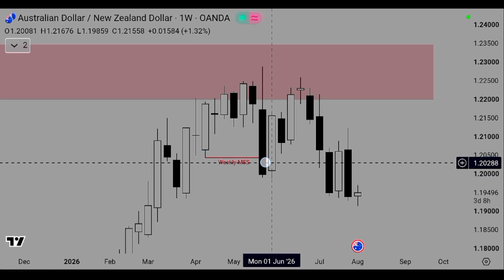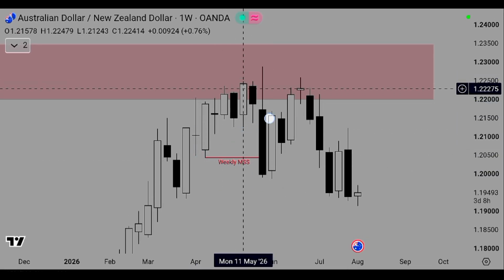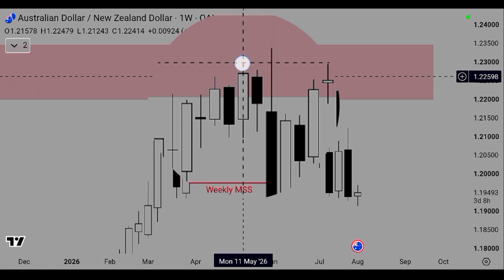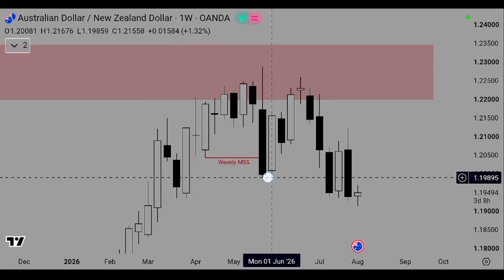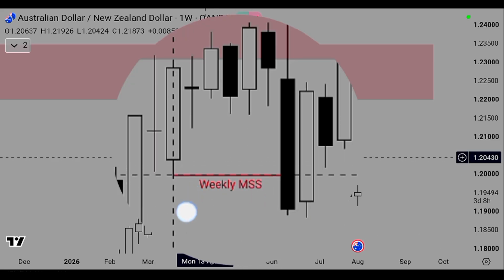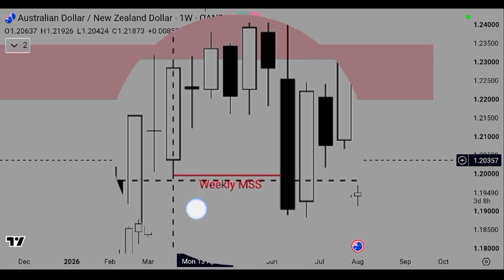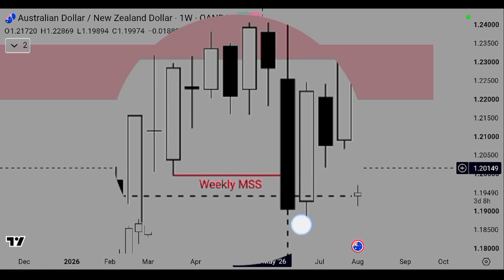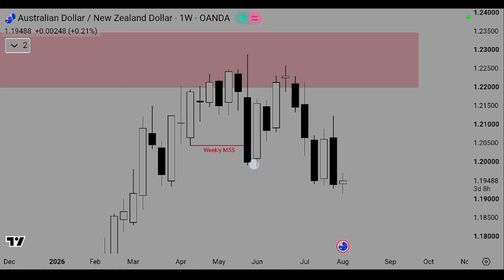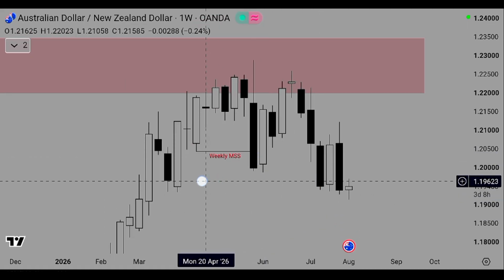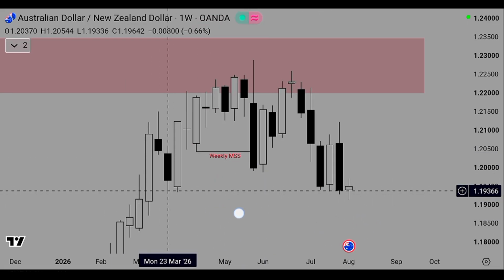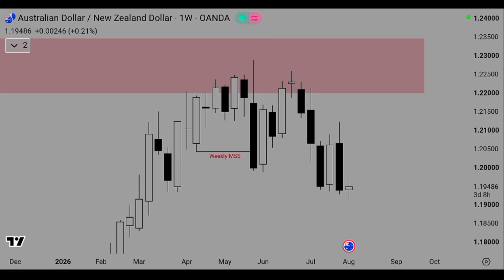So here is our weekly market structure shift. Price going up and up, and then it took this buy side liquidity at this area and aggressively went down and closed below this swing low. Here is the swing low, and here is our weekly market structure shift, which shows price wants to go lower now. And this is our relative equal lows at this area, price going up.